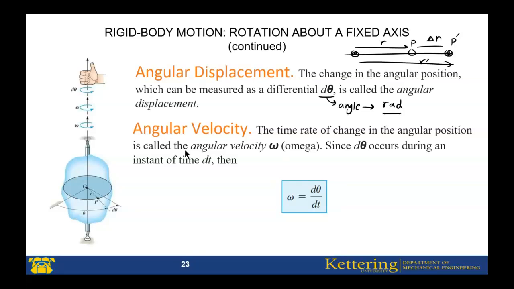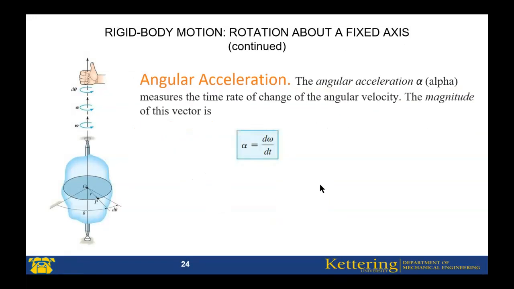This is exactly similar to this equation. If you remember, I used v equal to dr with respect to dt. Instead of linear velocity, we have angular velocity. Instead of displacement, we have angular displacement. You will see there's similarity. Also, one more is called angular acceleration. It's the time rate of change of angular velocity, so alpha is equal to the derivative of omega with respect to time.